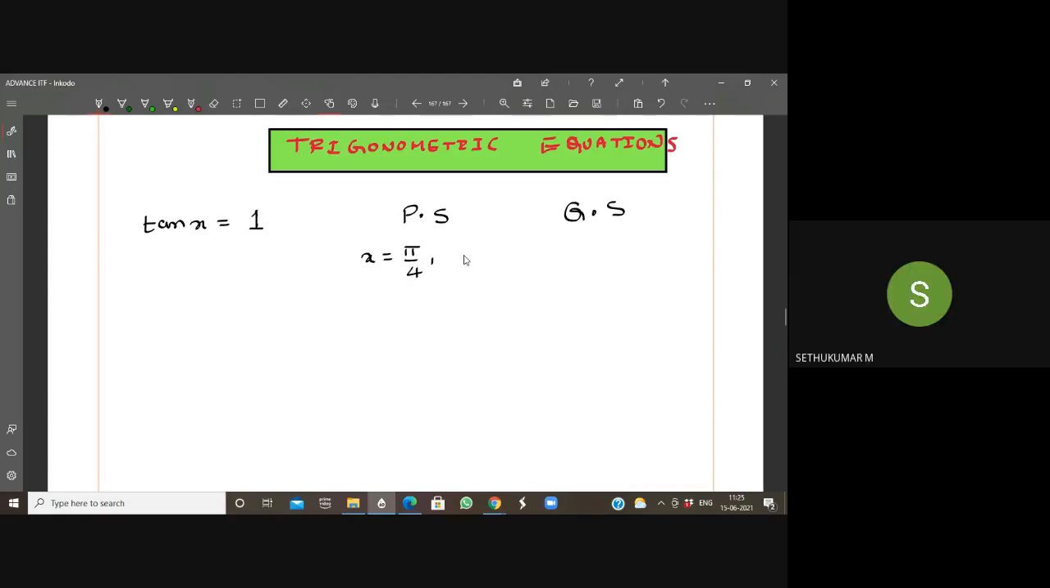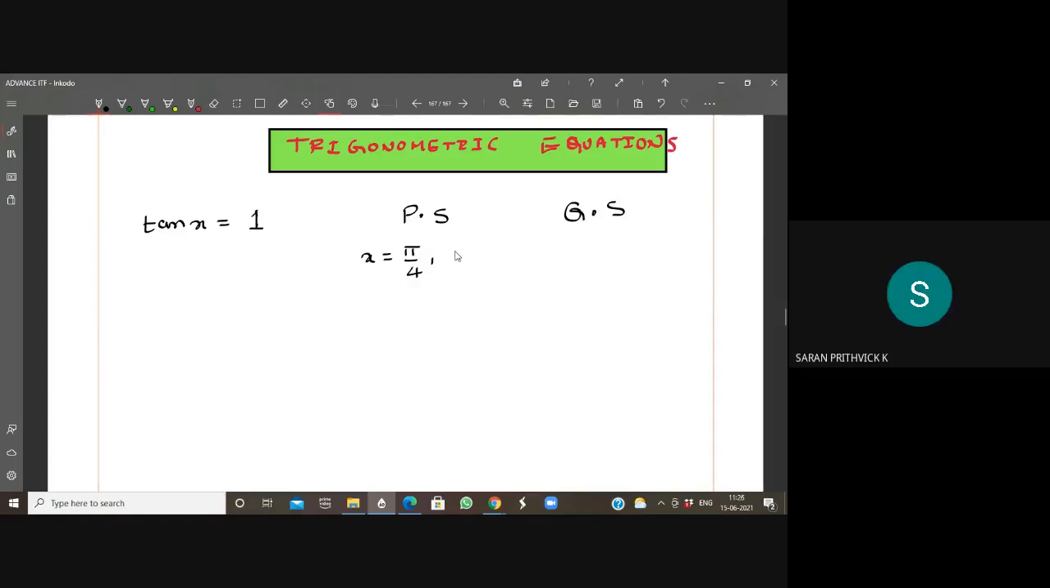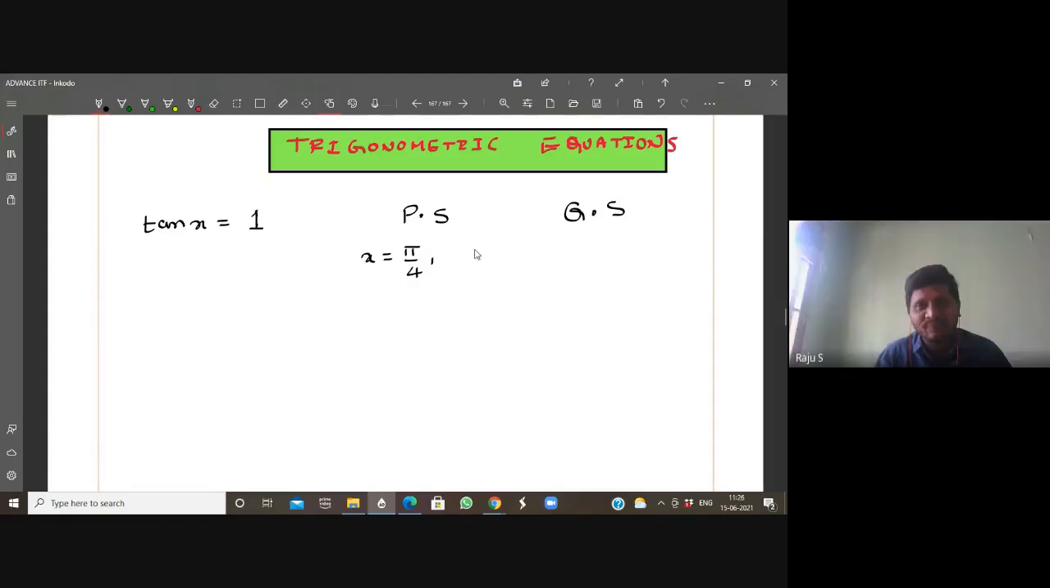Third and first. 315? 315 is in the fourth quadrant, where tan is negative. 225. Absolutely right. One is 45 degrees, another one is 225. But here the thing is to try to write in radians. This is in degrees. Can you tell me the radians?